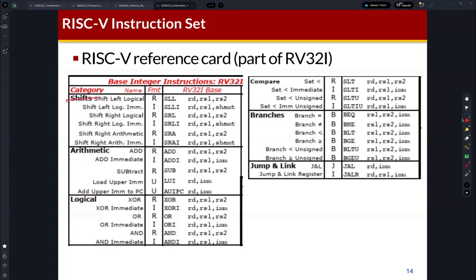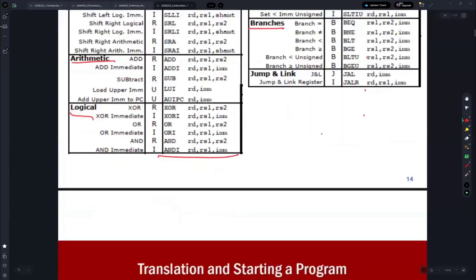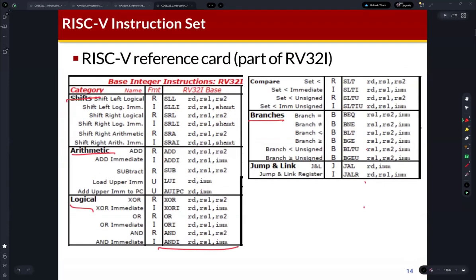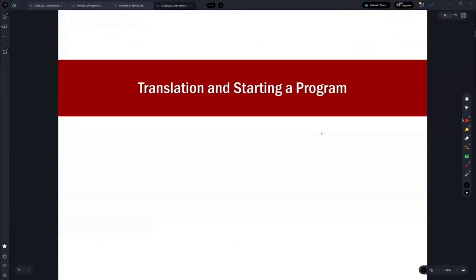Here are some examples of RISC-V instructions. You can find shift, arithmetic, logical, branches, and so on. These are instructions; we'll learn about them later. So this was a brief introduction to the RISC-V ISA.